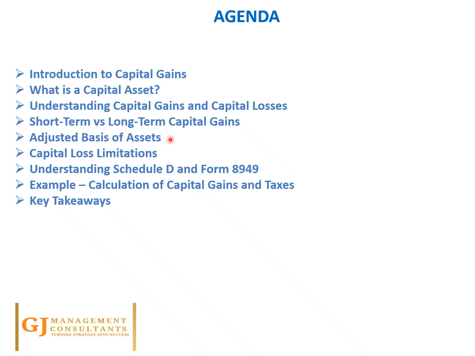Post which we'll try to bifurcate the gains or the losses into the short term and the long term, and then the concept of adjusted basis for the assets. So normally there are two bases, cost base and the adjusted basis. We are going to look at that. Then we'll have an understanding of the capital loss limitation. We'll quickly spend some time in understanding the concept of Schedule D and the Form 8949.